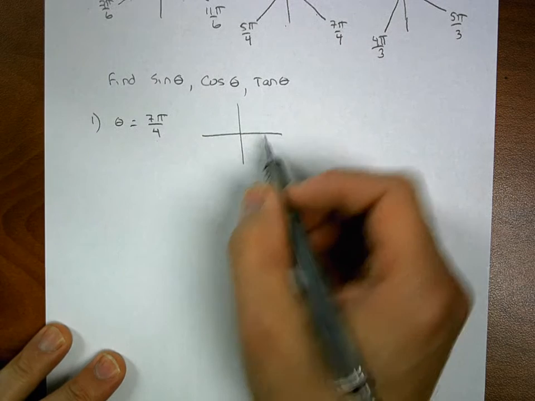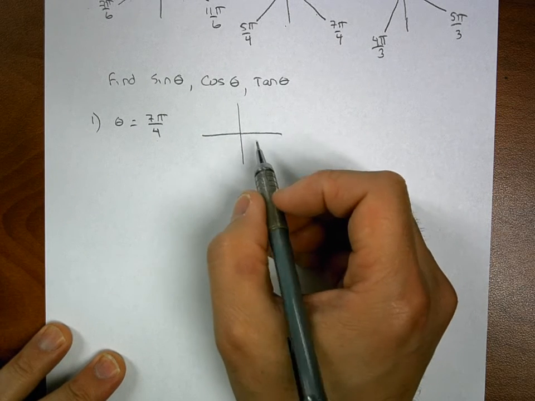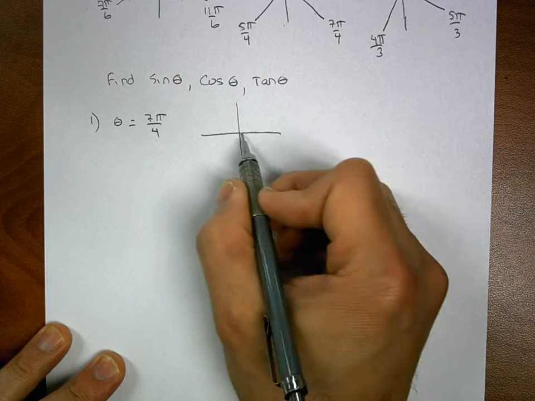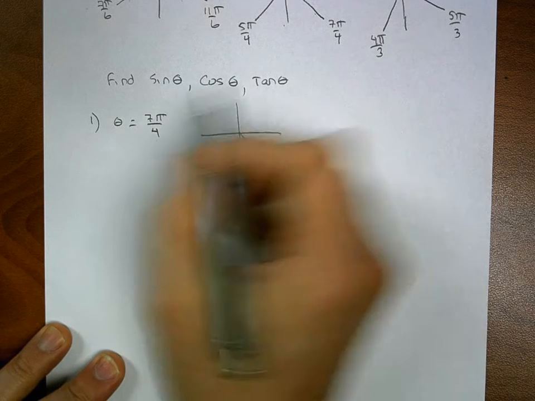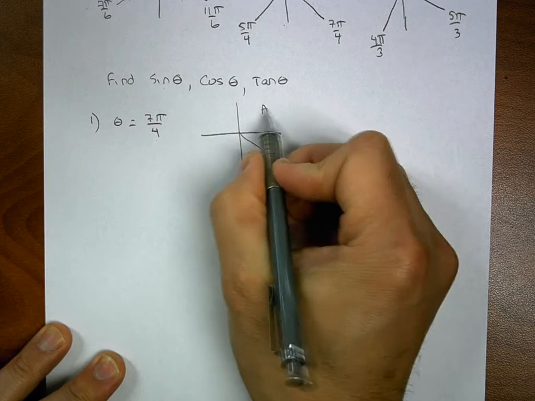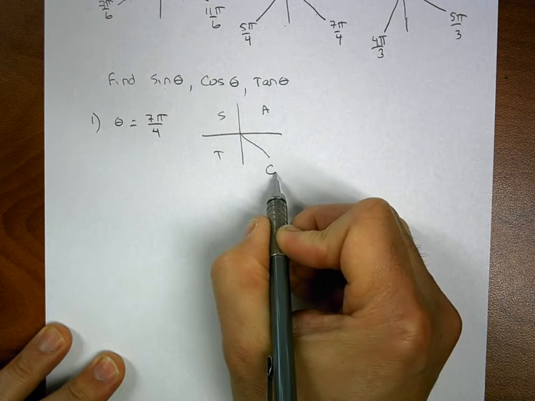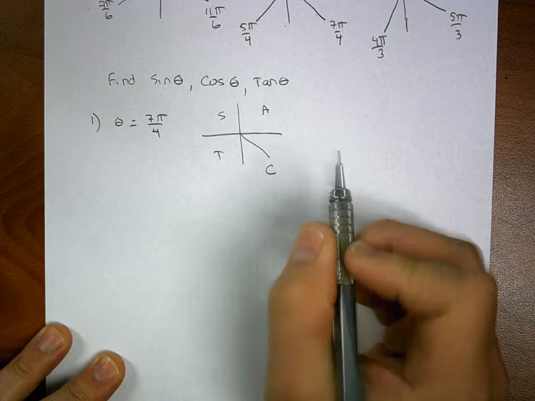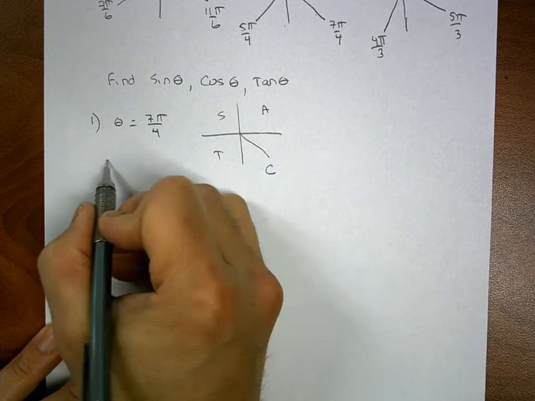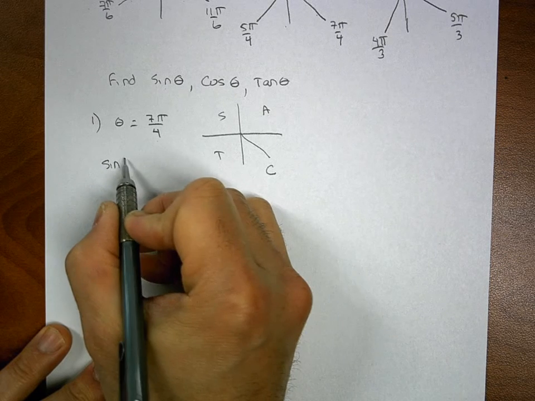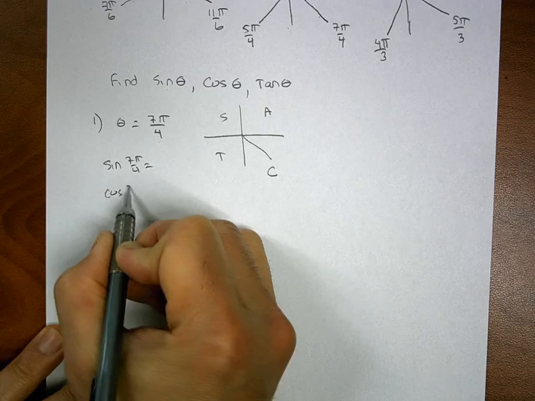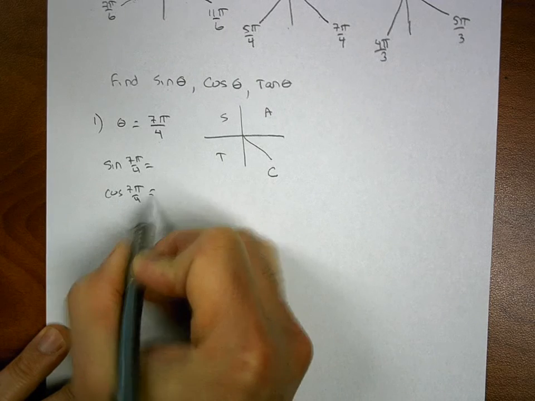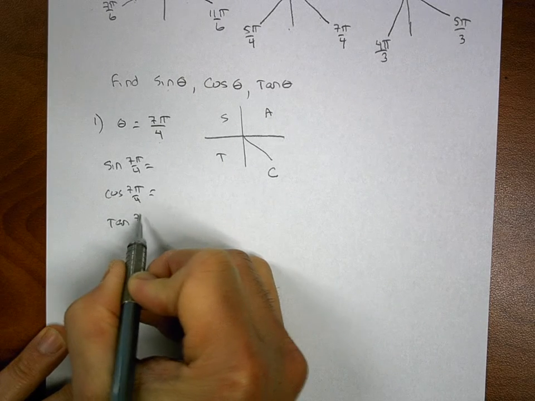So what quadrant would 7 pi over 4 be in? Fourth. It's 8 pi over 4, so it's over there, fourth quadrant. Then when we find the sine, cosine, tan, all students take calculus. This is where they're positive, right? So it's in the fourth quadrant. So sine of 7 pi over 4, cosine of 7 pi over 4, tangent of 7 pi over 4.